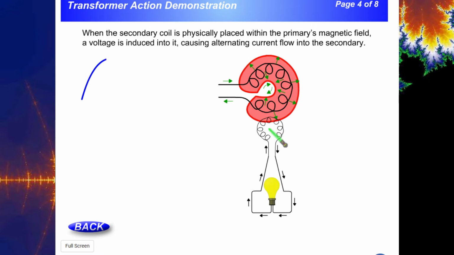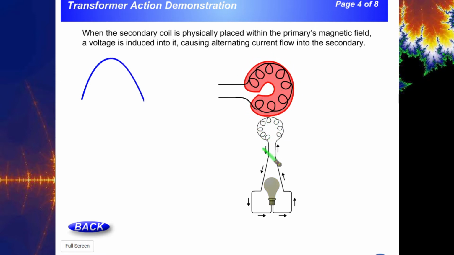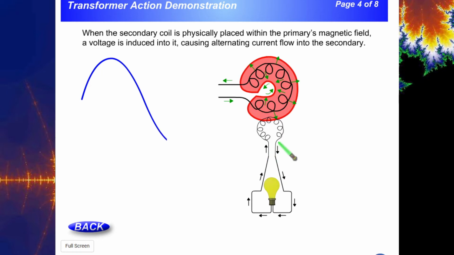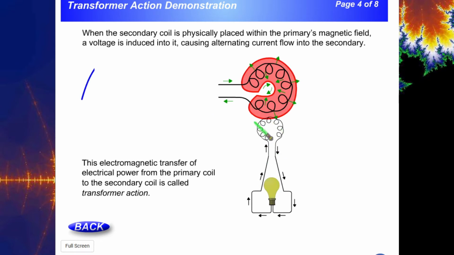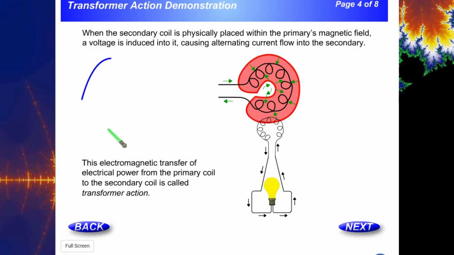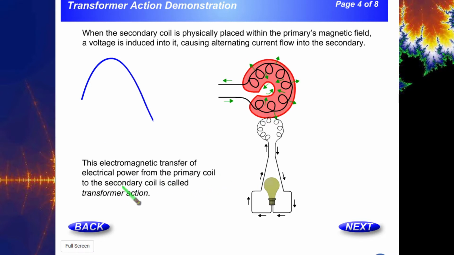So there it is. It's being picked up by the secondary coil, and as it's collapsing, it's going in the opposite direction. So you're still getting an AC signal on this light bulb here. It's essentially charging and discharging this coil. So it says this electromagnetic transfer of electrical power from the primary to the secondary is called the transformer action.